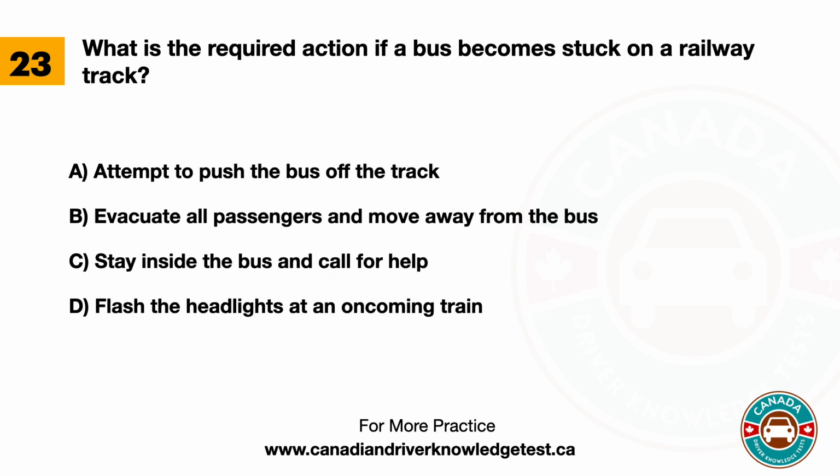Question 23. What is the required action if a bus becomes stuck on a railway track? A. Attempt to push the bus off the track. B. Evacuate all passengers and move away from the bus. C. Stay inside the bus and call for help. D. Flash the headlights at an oncoming train. The answer is B. Evacuate all passengers and move away from the bus.